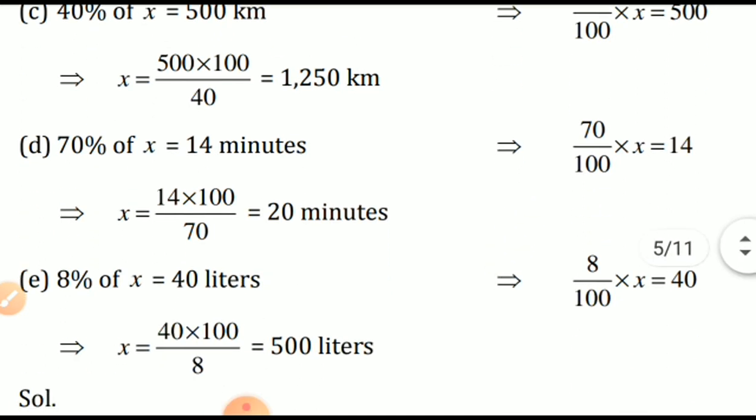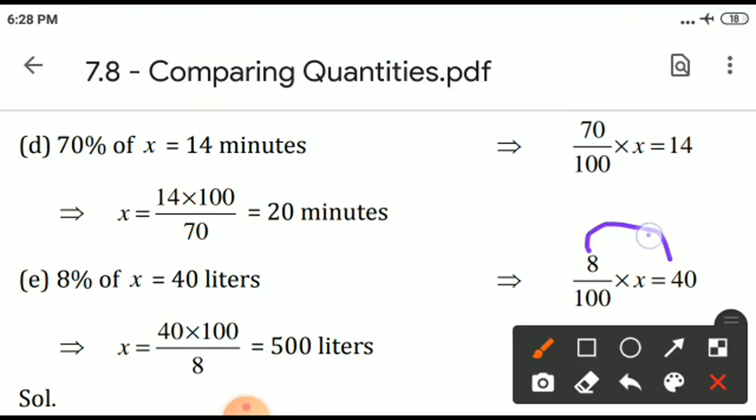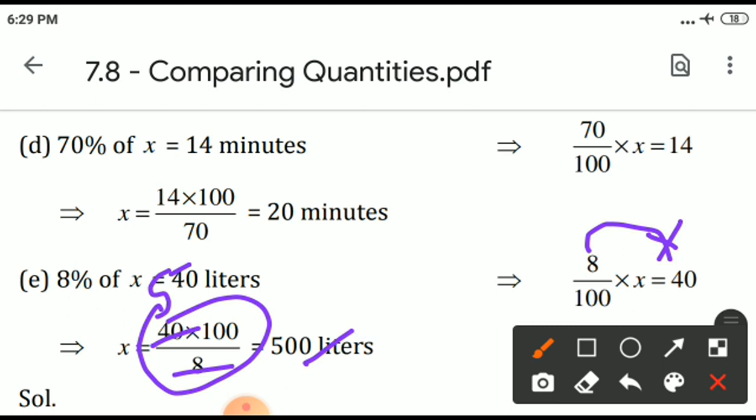E. 8 percent of x is equal to 40 liters. That means 8 upon 100 multiplied by x is equal to 40, which will simplify like this way. This number will be shifted here. Now it will become a reciprocal. Reciprocal means 100 will go up and this 8 will come down. Is it like this way? Yes. Now 8 ones are 8, 8 fives are 40. Now 5 into 100 will give you 500 liters.